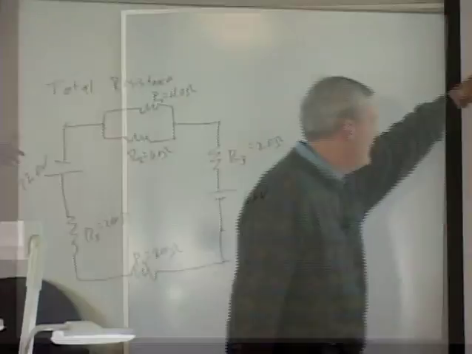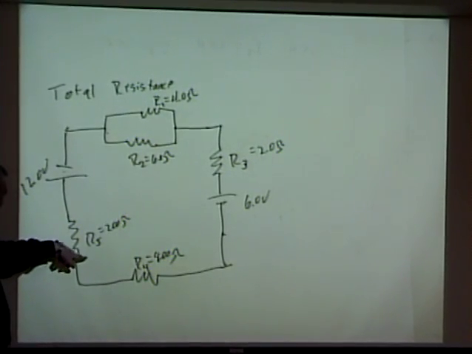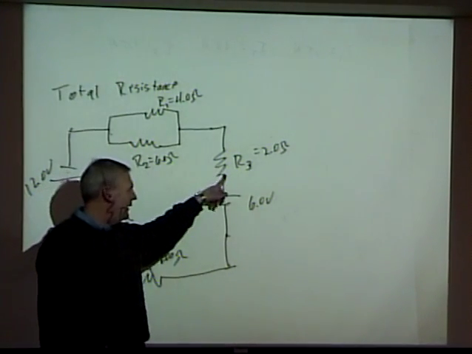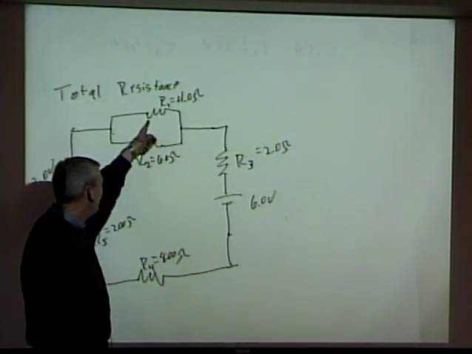All right, so here we go. Here it is. Here's your circuit. Isn't that lovely? All right, now here's what we're going to do. Let's find that total resistance again. So these guys are in series, so that's not bad. 2 plus 8 plus 2 is what? 12.